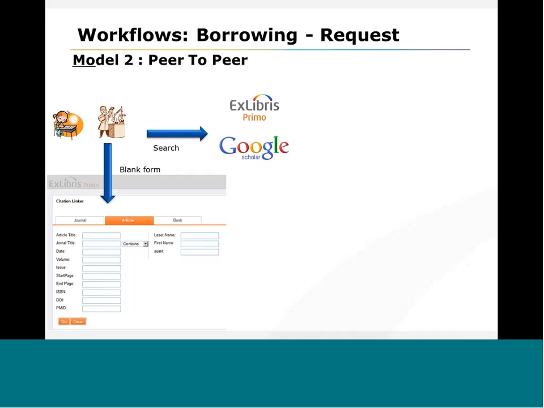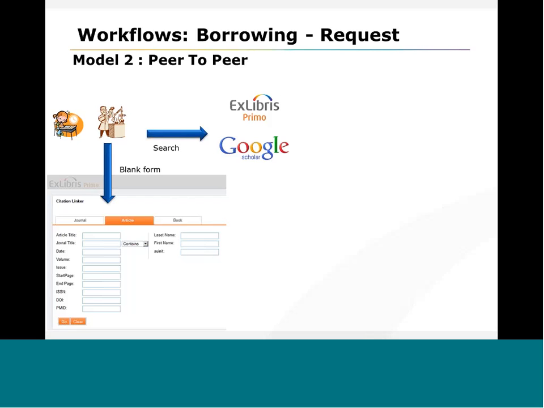In case of the peer-to-peer communication, we have our patron searching Primo or searching any other discovery interface and getting metadata from that other discovery interface or from Primo. Or we may have our patron using an option that is being put into Primo with the next service pack of Primo, that is a citation linker, actually typing in metadata into a blank form.